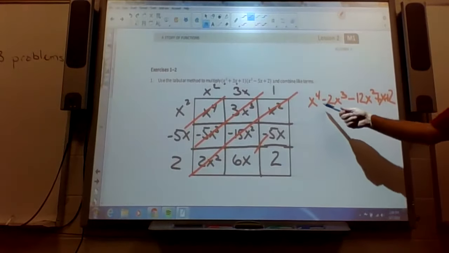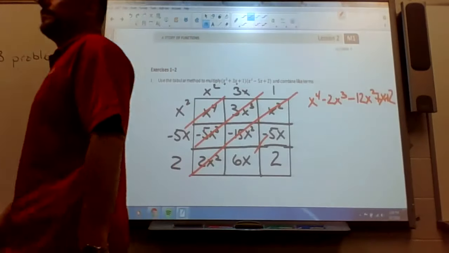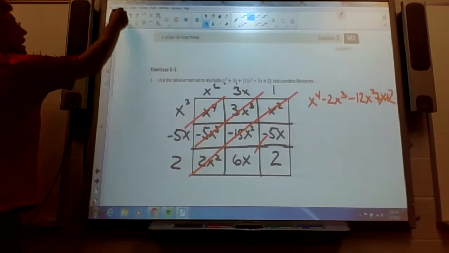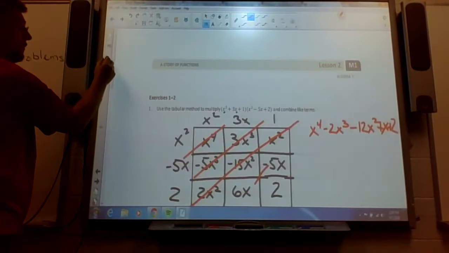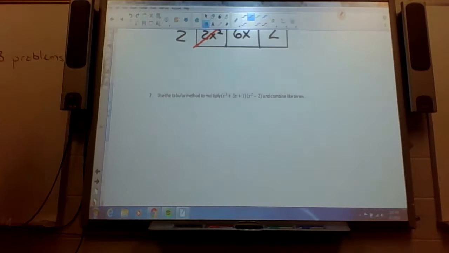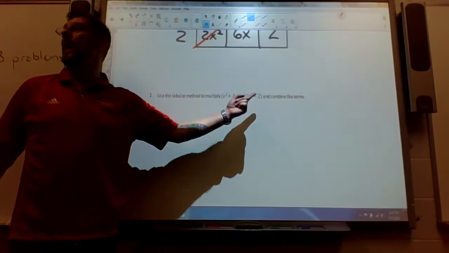So, x to the 4th minus 2x cubed minus 12x squared plus x plus 2. All right? Caleb, am I right? Yes, you are. Jeff, am I right? Yeah. All right. We done with sidebar? Yes. All right, cool. Now, let's go down and do the same thing, except with a trinomial and a binomial.